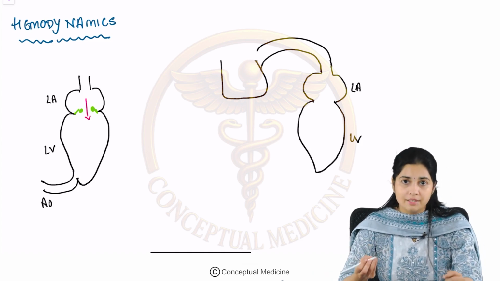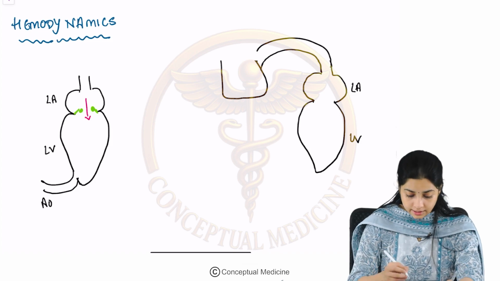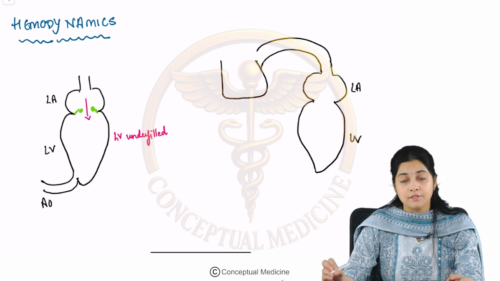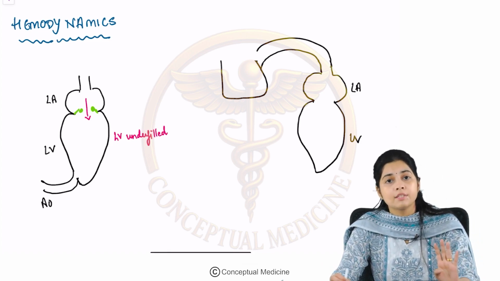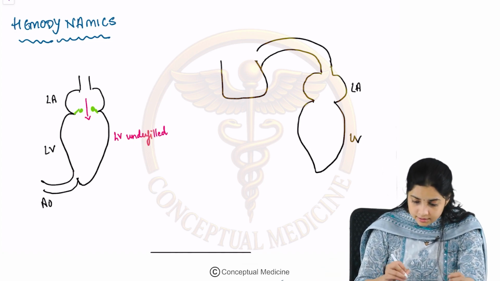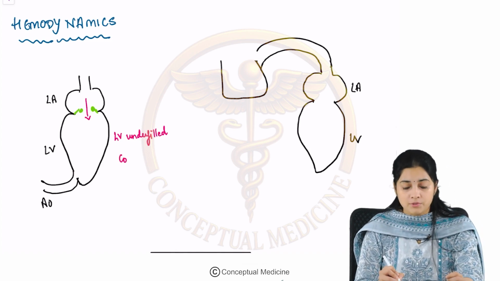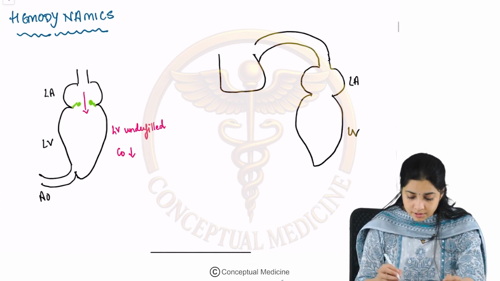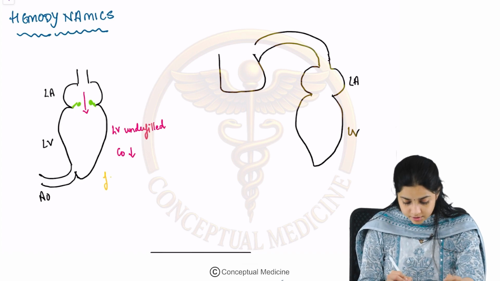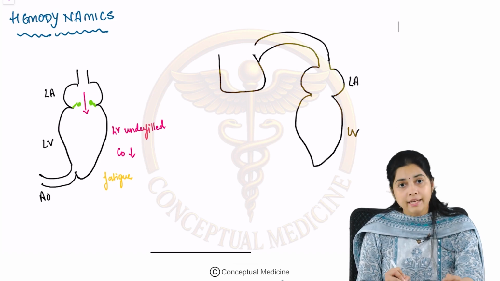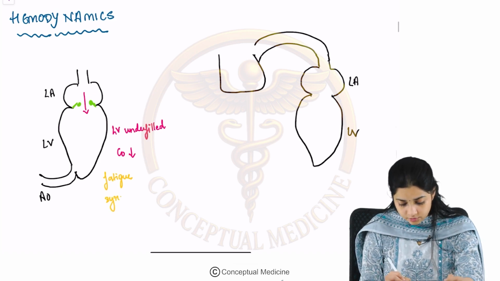When there is an impediment to the flow of blood from the LA to the LV, we know that the LV is underfilled. So in mitral stenosis, the chamber which is least affected is the LV, because the LV itself is underfilled. Since the LV is underfilled, what happens to the cardiac output over the course of time? The cardiac output is reduced. What symptoms can this patient present with? Fatigue because of low cardiac output. The patient can also present with syncope if the stenosis becomes very severe.